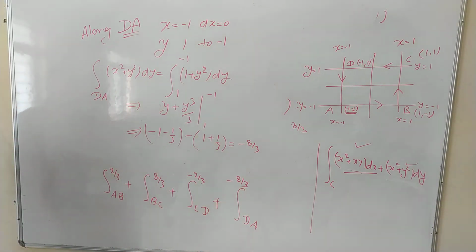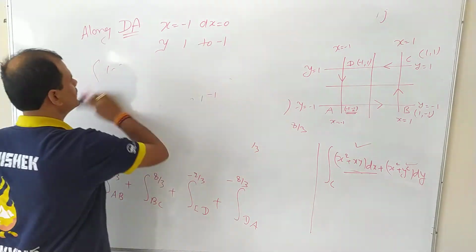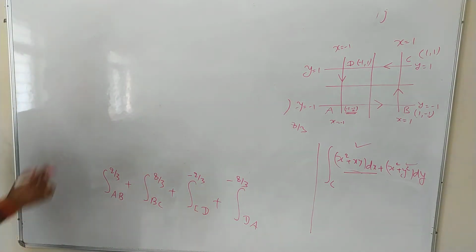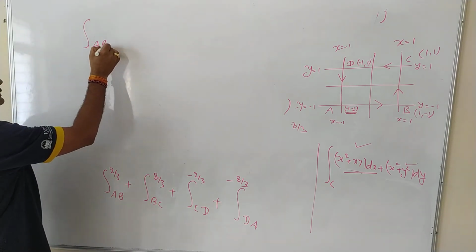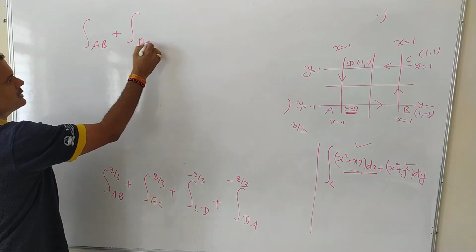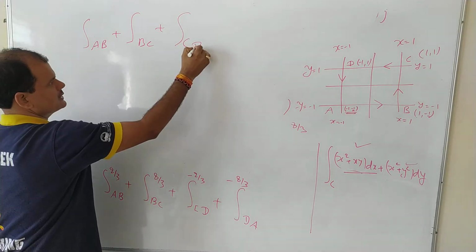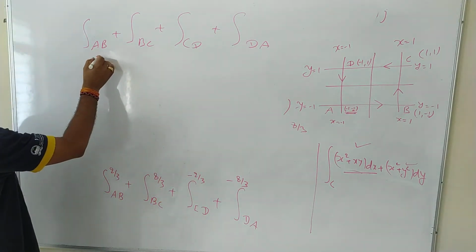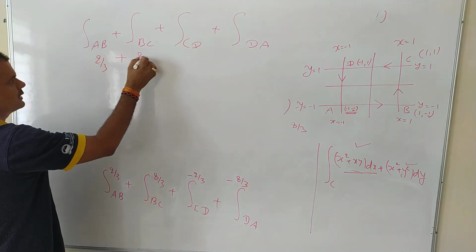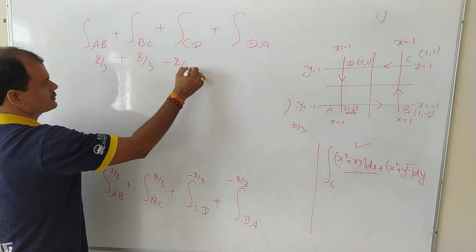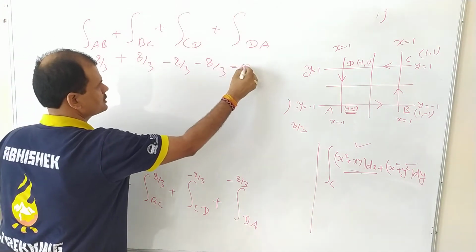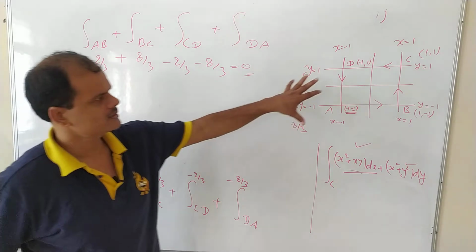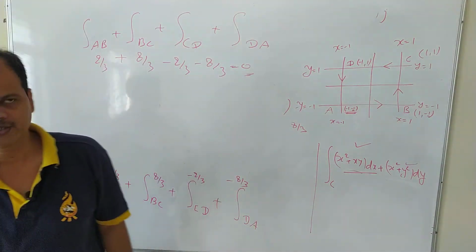So the line integral along this square will be the sum of all four integrals: along AB plus along BC plus along CD plus along DA. So we get 2 by 3 plus 8 by 3 minus 2 by 3 minus 8 by 3 equal to 0. So the line integral is 0 along this square for the given vector field.